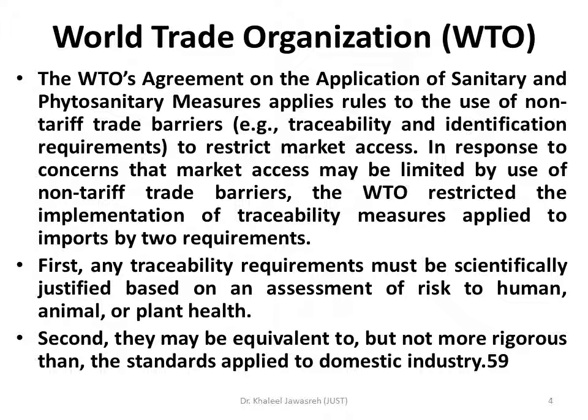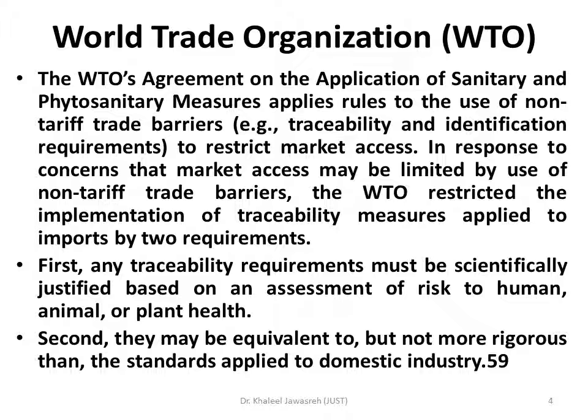Now we will discuss the World Trade Organization, abbreviated as WTO. The WTO agreement on the application of sanitary and phytosanitary measures applies rules to the use of non-tariff trade barriers, for example, traceability and identification requirements to restrict market access. Okay, so we have a restriction. The WTO puts certain restrictions on the movement of animal products and animals themselves between countries.